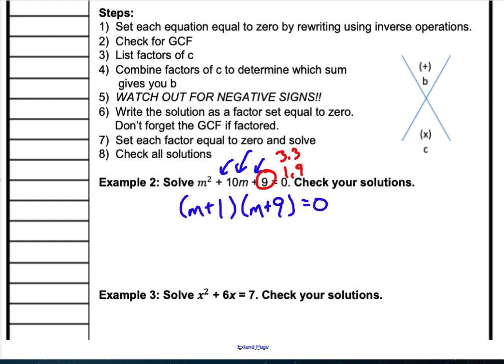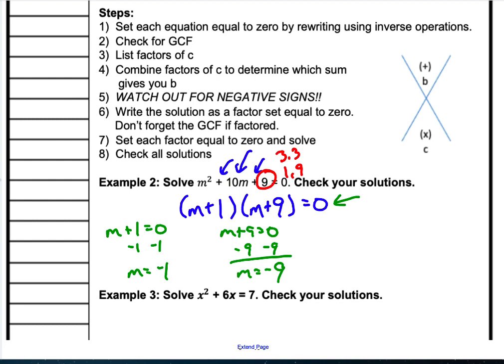Now we're going to take it one step farther. Since the equation is equal to 0, we're going to use our zero product property, meaning if either one of those equals 0, my answer is going to equal 0. So I'm going to set each one of them equal to 0 and solve them. I'd subtract my 1 and get m is negative 1. I'd subtract my 9 and get m is equal to negative 9. So those are my two options that would make this equal 0.